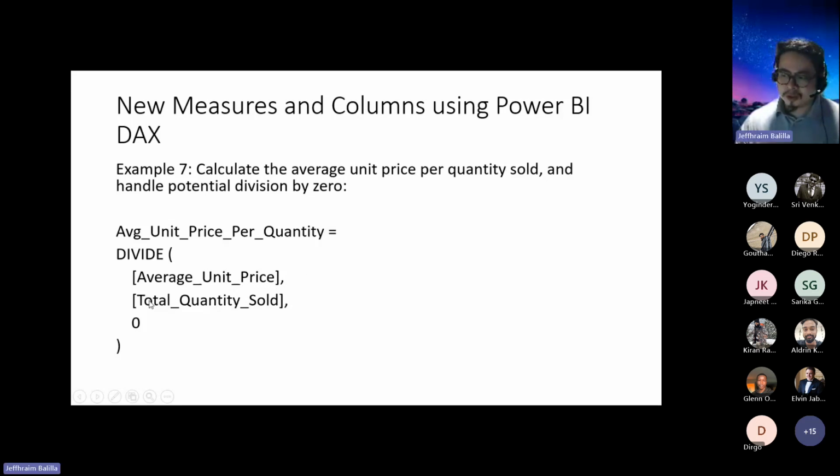So this total quantity sold is when we apply the sum, and this average unit price is when we apply the average. So you're using them in order to get this one. These two values are measures that we use to get a new measure. That's the second use of measures aside from using them in the visualizations.